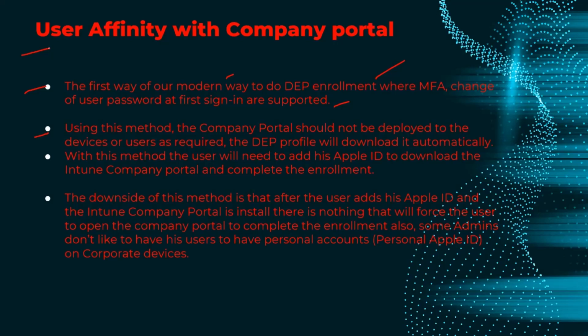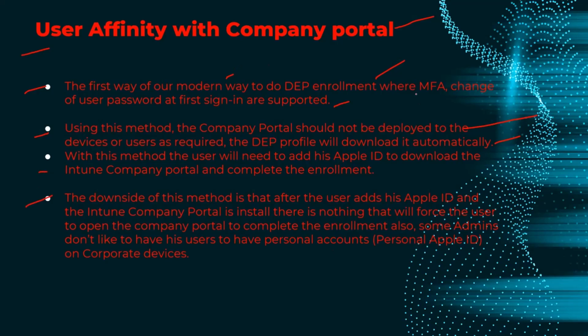and then deploy it to a device group or a user group. The company portal application is going to automatically come down to the device if you have chosen user affinity with company portal in the ADE profile. So using this method, company portal should not be deployed to the devices or users as required. The ADE profile will download it automatically. However, for it to download it, the end user will have to add the Apple ID to his App Store, because using that only the company portal application will come down.